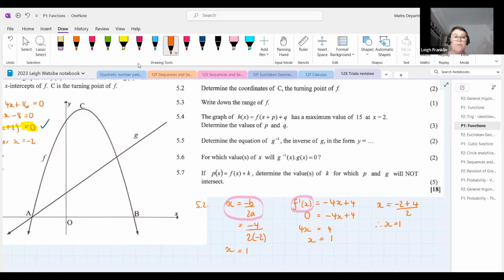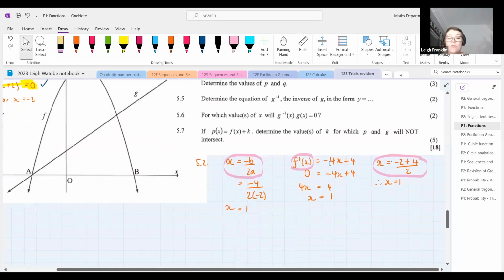So either of those three methods. Stay away from completing the square. It's nasty. We don't want to do that unless asked to do so, which would never be at matric level. But any one of those methods.